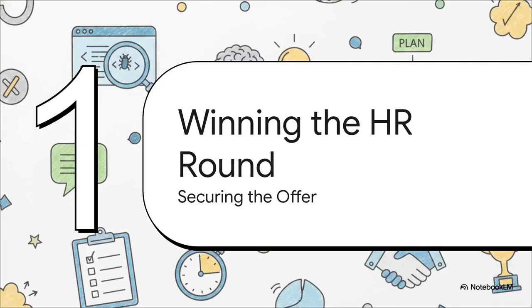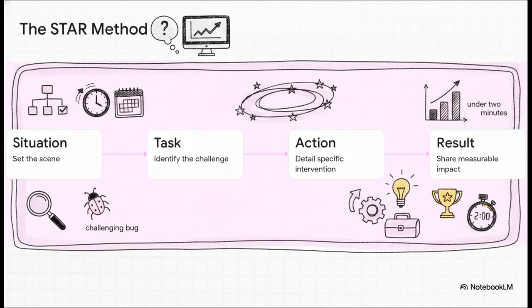Finally, Section 6, winning the HR round, securing the offer. You've survived the technical gauntlet. Your test documentation was flawless, your SQL queries executed perfectly. But you still have to conquer the final boss, the behavioral HR interview. Your secret weapon here is structuring every single answer using the STAR method.